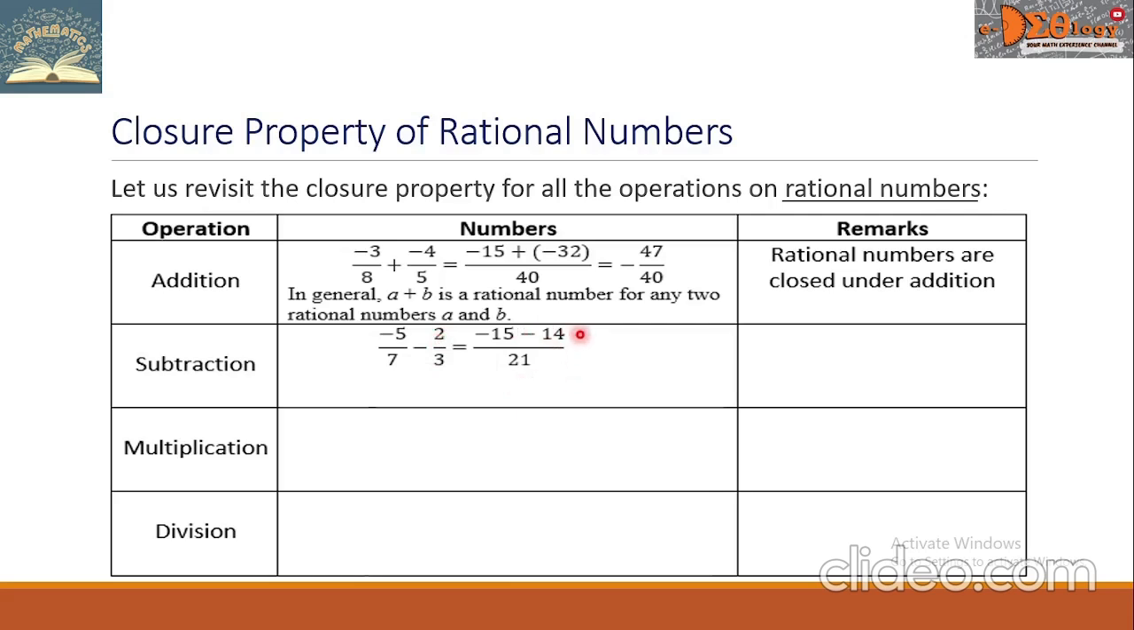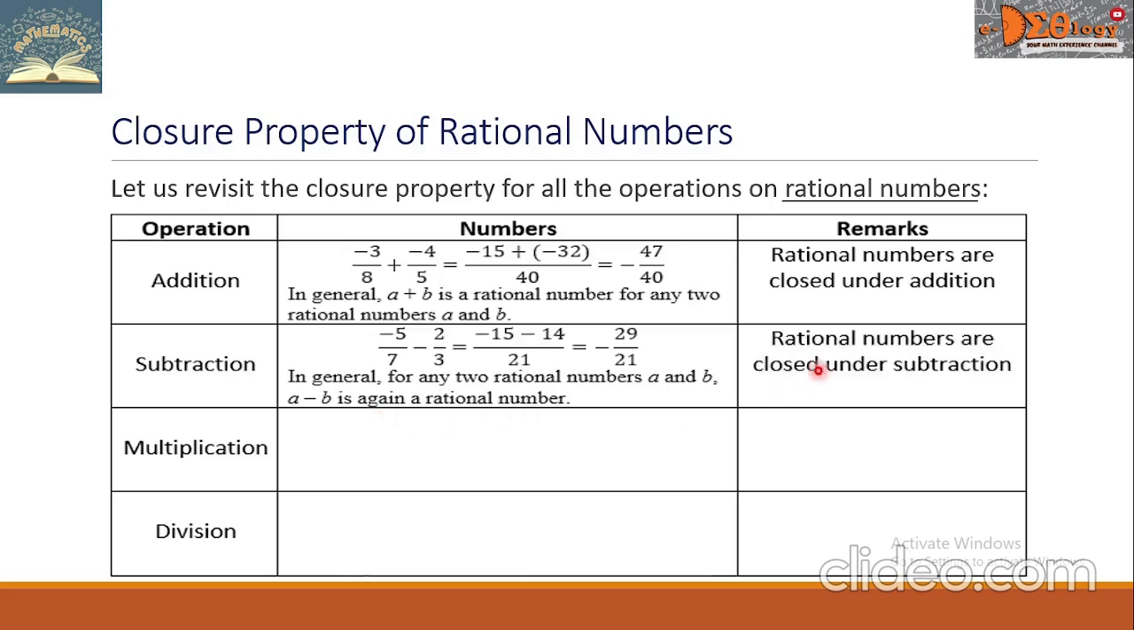When we simplify the numerator, we now have negative 29 over 21. This is also a rational number. In general, for any two rational numbers a and b, a minus b is again a rational number. Then we conclude that rational numbers are closed under subtraction.